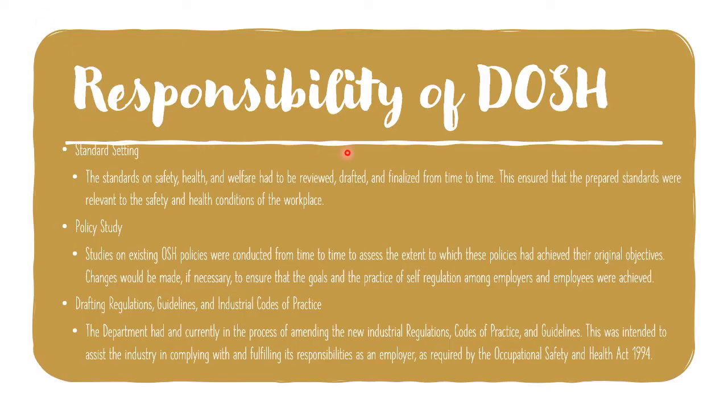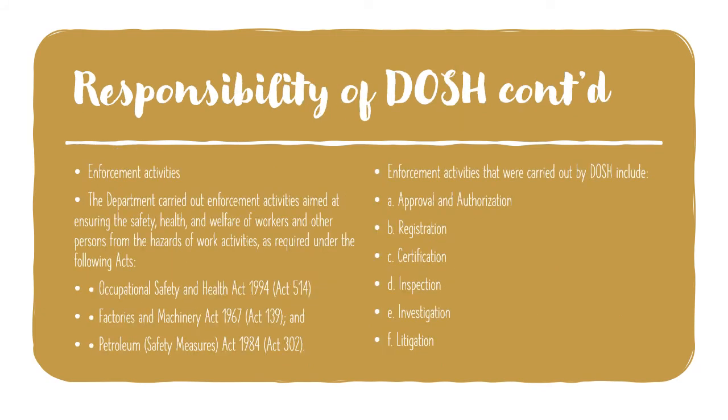So these are some responsibilities of DOSH. The first one is standard setting, to make regulations and standards. Number two is policy study. Number three is drafting regulations, guidelines, and industrial codes of practice, and so on. Another responsibility of DOSH is enforcement activities, to enforce the Occupational Safety and Health Act, the Factories and Machinery Act, and the Petroleum Safety Measures Act.